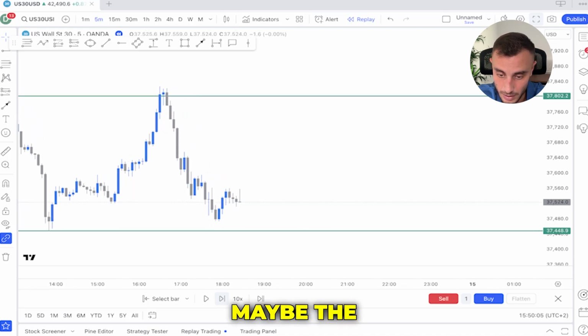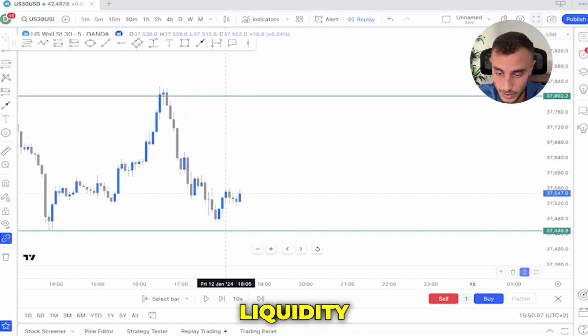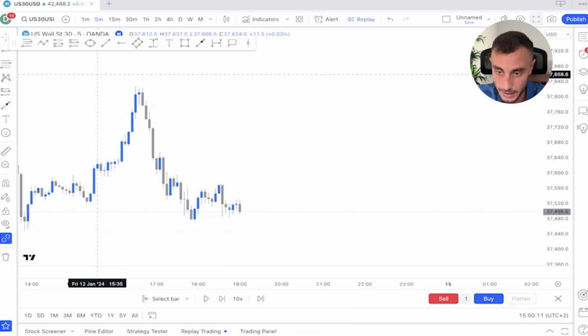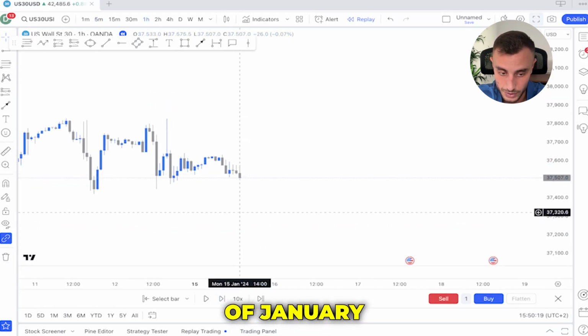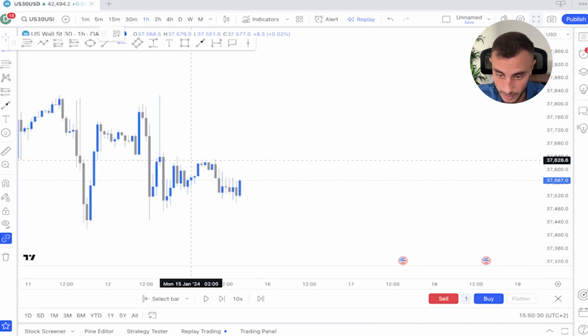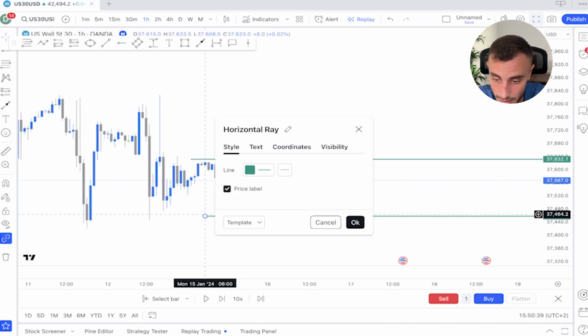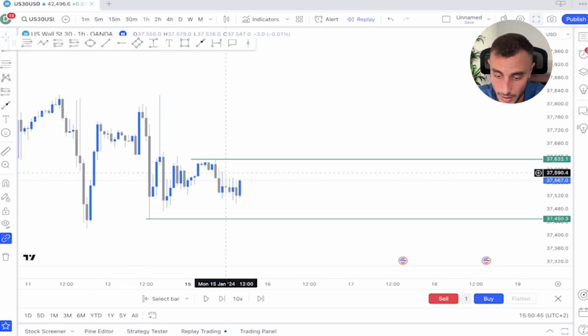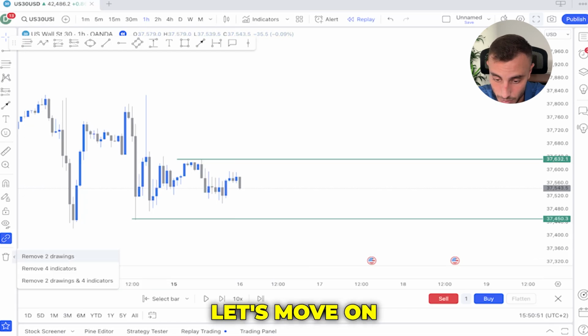Let's see, maybe the bottom liquidity will be taken out. And looks like it won't. So we can move on to the next day, which is the 15th of January. And right here, we have a liquidity level here and another one right here, I would say. Okay, now let's go and see. No sweep. Let's move on to the next day.